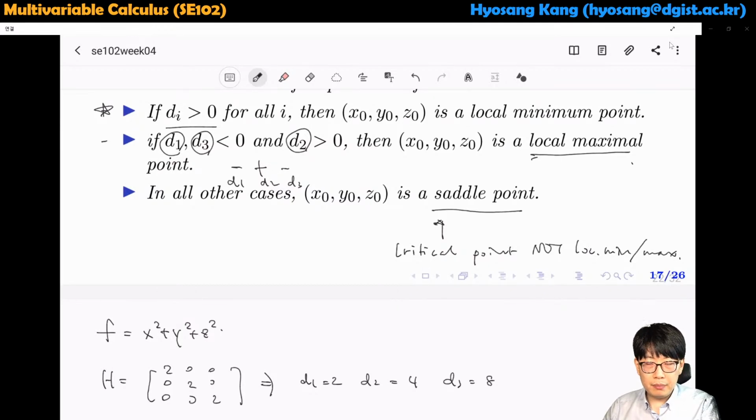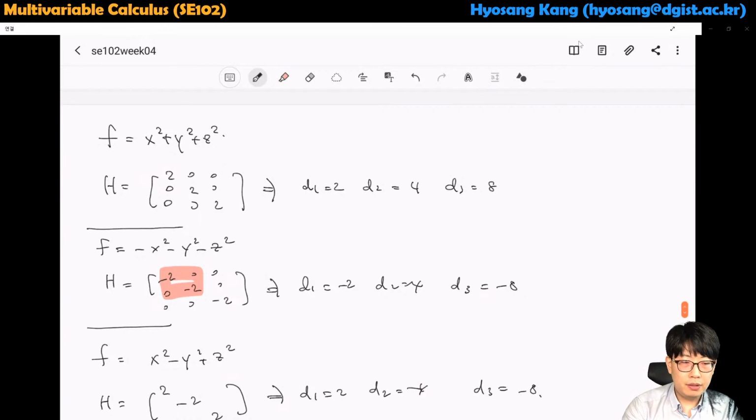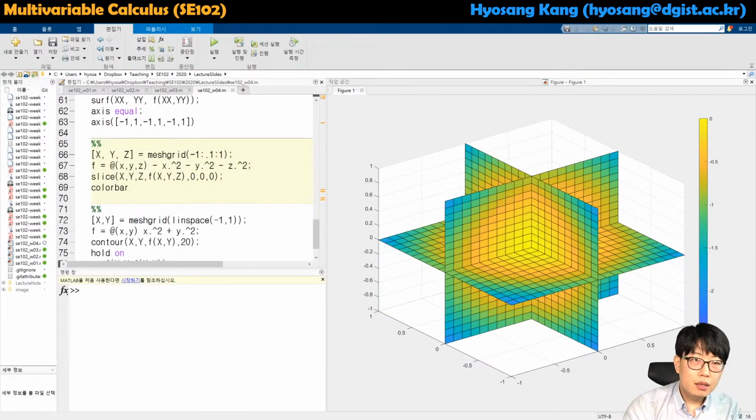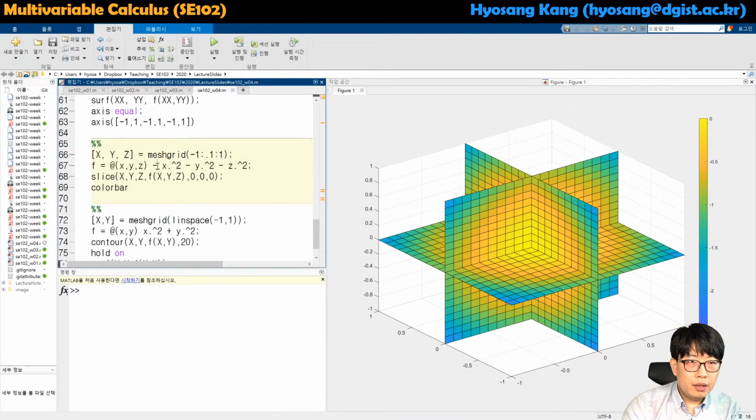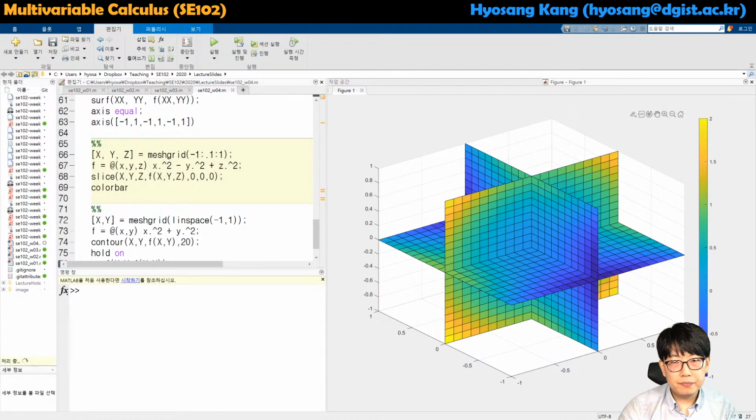So how does a saddle point in a 3 variable function look? Let's draw it in the graph, in MATLAB. So here I have x minus y squared plus z squared. So that's the graph. At 0, 0, 0, its value should be 0.